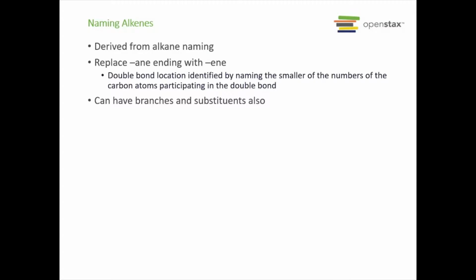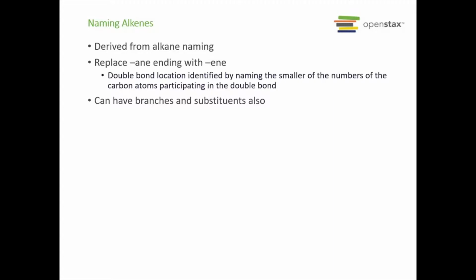So when it comes to naming alkenes, you've already kind of seen this. It's derived from the alkane name, except you replace the -ane ending of the name with -ene to signify there's a double bond. And then you identify the carbon number, the lowest number that has the double bond. You can have more than one double bond. You might have a diene, so you might have 2,3-octadiene, for instance.